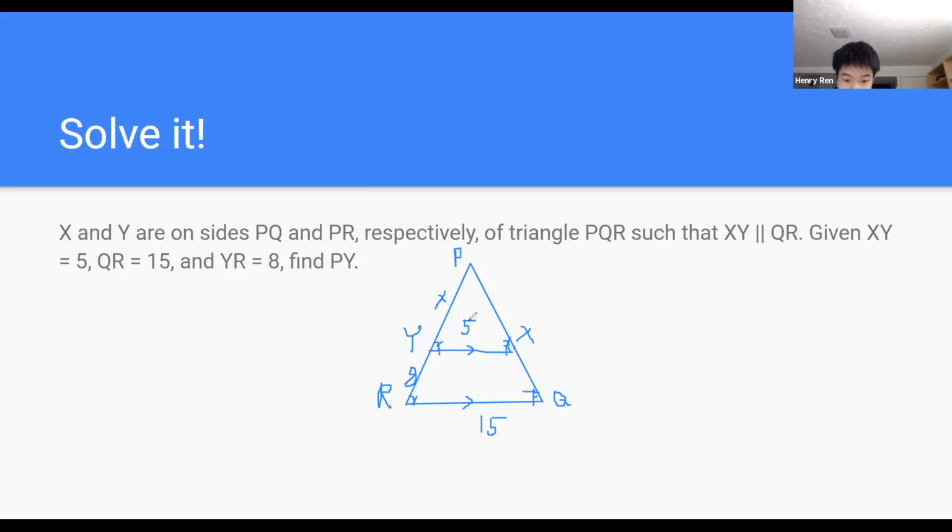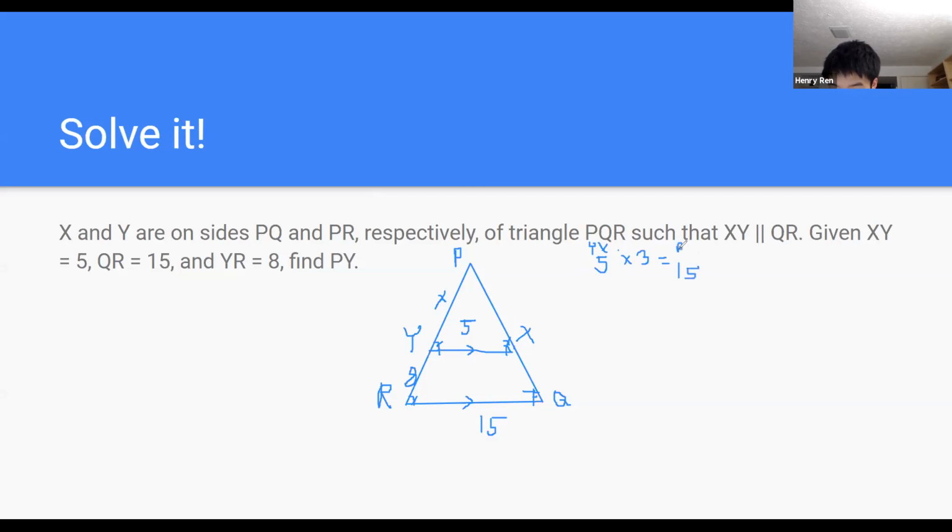In this case, they already gave us what two sides are. In this case, 5 and 15. So we know that triangle PYX is triangle PRQ scaled down by a third. What does this mean? Well, XY times 3 is going to be equal to 15 for RQ.